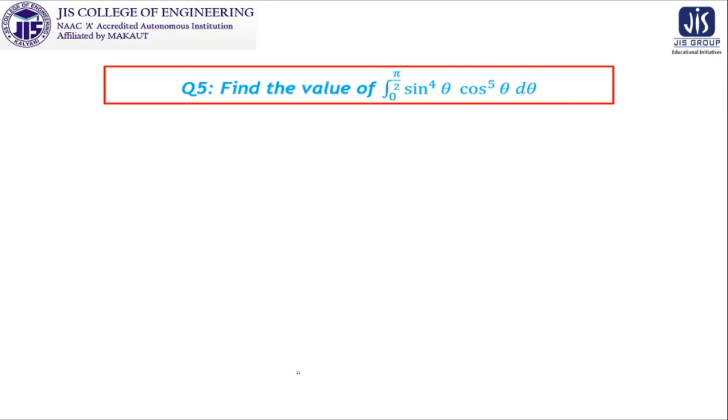So we have to find out the value of the integral from 0 to pi by 2 of sine to the power 4 theta cos to the power 5 theta. So first job is the expression of beta function in terms of trigonometric function. Next thing is to find out the value of m and n. Putting the value of m and n in beta function, then converting it into gamma function, and then applying the properties of gamma function, we will find out the result of this problem.